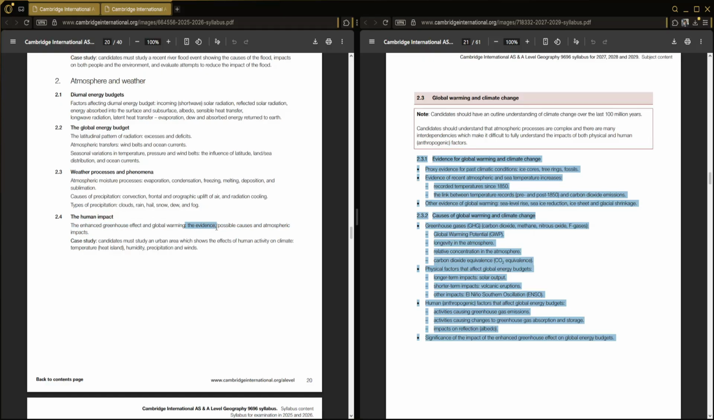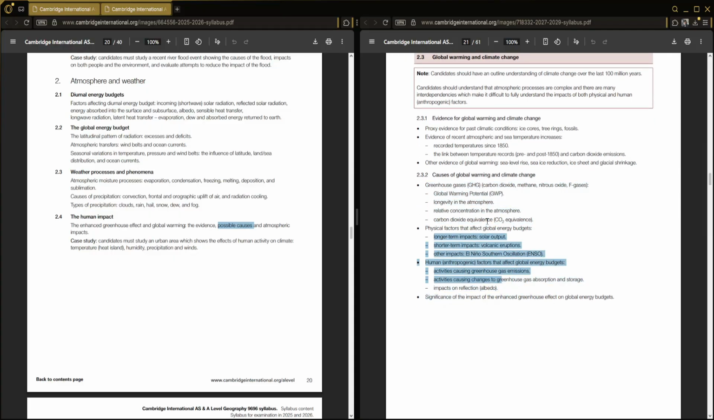The evidence is basically ice cores, tree rings, fossils, the data of temperatures and carbon dioxide emissions and sea level rise and our glaciers shrinking as well. Possible causes, basically greenhouse gas emissions and some factors over here as well. And then atmospheric impacts, just a small bit at the end, which is over here. And it's just much more in detail.